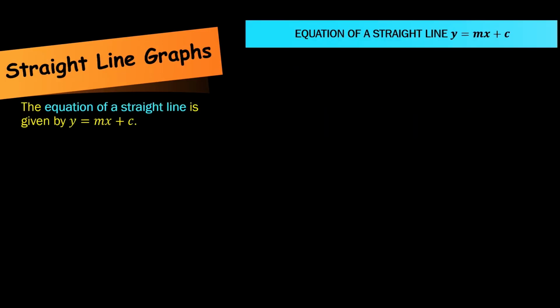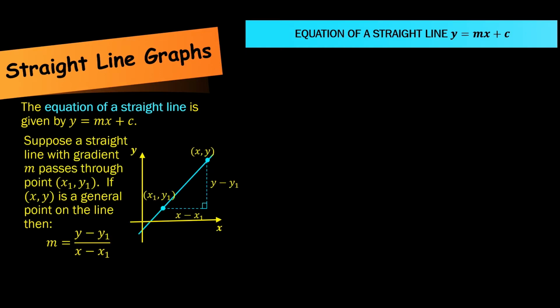The equation of a straight line is given by y equals mx plus c. Suppose a straight line with gradient m passes through the point x1, y1. If x, y is a general point on the line, then recall that m, the gradient, is equal to the change in y, y minus y1, over the change in x, x minus x1.